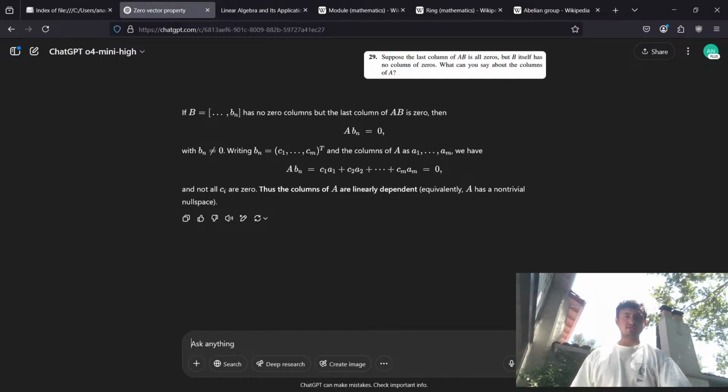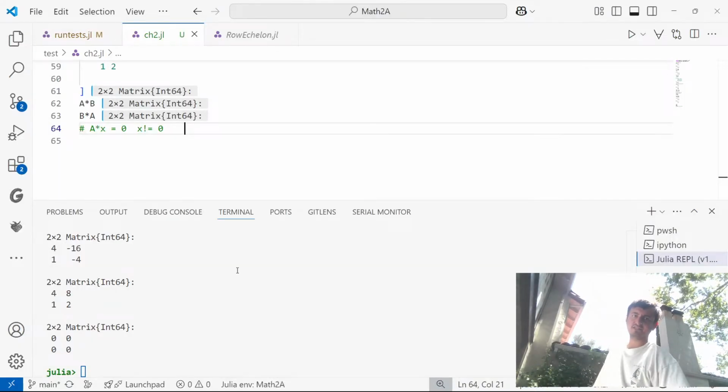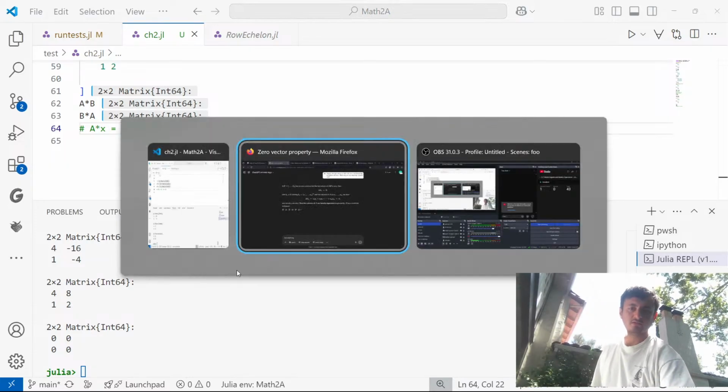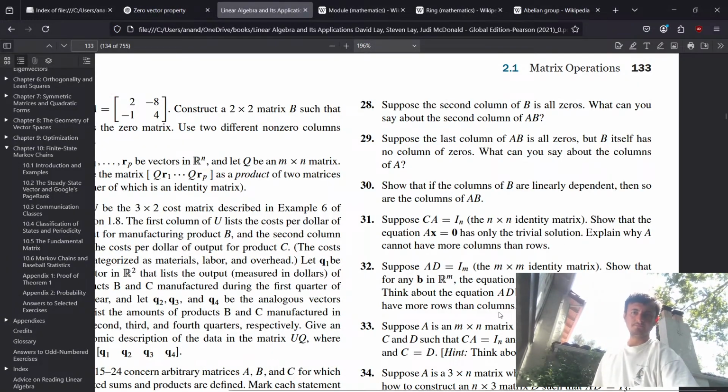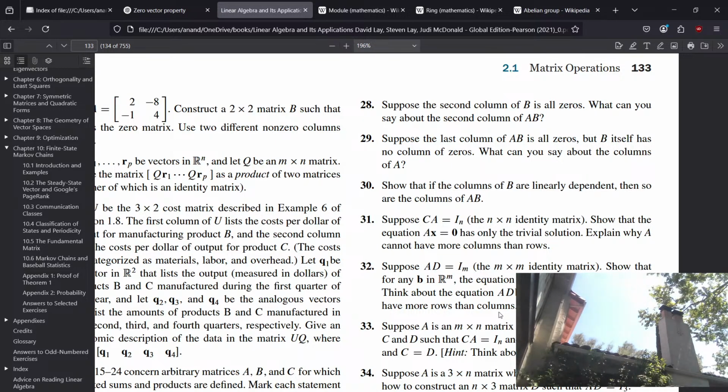Nice. The columns of A are linearly dependent. Non-trivial null space. That's exactly what we said. Okay, so 30. If the columns of B are linearly independent, then so are the columns of A. And the way that you can, well, actually, maybe that one deserves a little attention. So what did we just say?